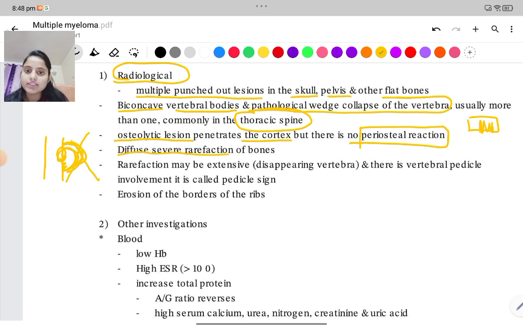Diffuse severe rarefaction of the bone. Rarefaction may be extensive, disappearing vertebra, and there is vertebral pedicle involvement. If there is involvement of the pedicle of the vertebra, it is called the pedicle sign, and erosion of the borders of the ribs.